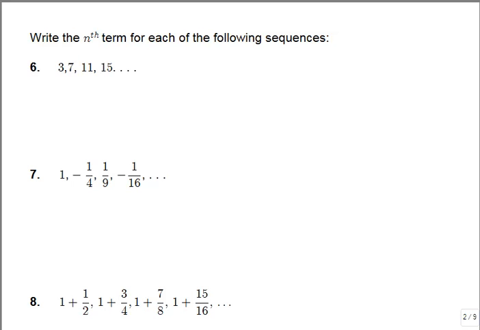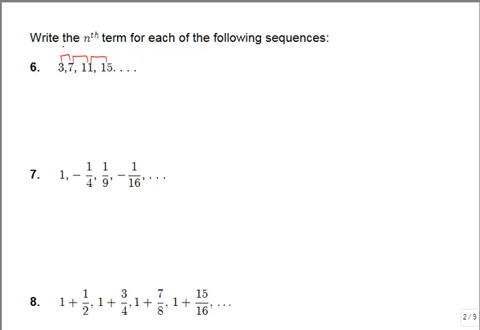The next thing we want to do with our sequences is be able to write out a formula for the nth term of the sequence. So this first one, we've got 3, then 7, then 11, and then 15. This is called an arithmetic sequence because each term is going up by the same amount. And what's that common difference here?